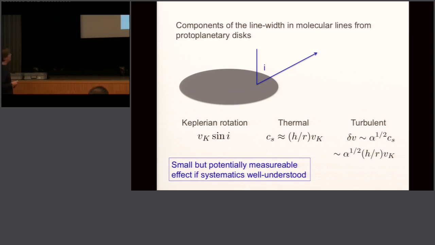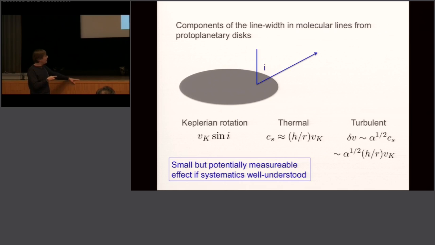If we think about the molecular line width that would be produced in protoplanetary disks, then that has various components. So if we have a rotating disk and we're observing it at some inclination to the line of sight, the main effect we would expect to see would be the Keplerian rotation. And that will obviously depend on the inclination of the disk to the line of sight. If we happen to look at the disk exactly face on, we wouldn't pick up any line-of-sight component of that velocity.